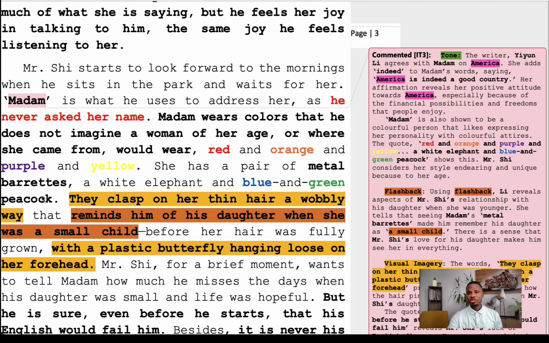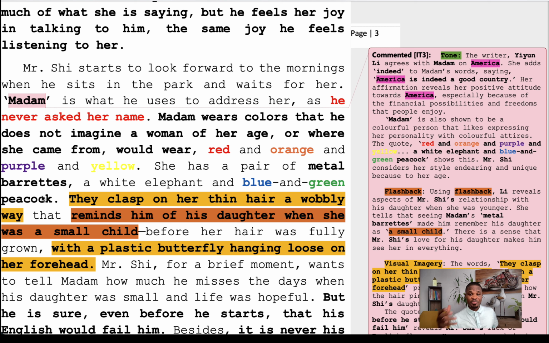Now let's look at Lee's tone around this point. The writer Yiyun Li agrees with Madame on America, and I think by extension, she also agrees with Mr. Chi on America. Remember, the setting of this story is really important because it allows Mr. Chi's daughter to argue that being divorced doesn't carry the stigma that Mr. Chi imagines that he carries, especially because he's a traditional Chinese father. She adds indeed to Madame's words. So she's saying, America is indeed a good country. So Lee appears to agree with both elderly characters that America is a good country.